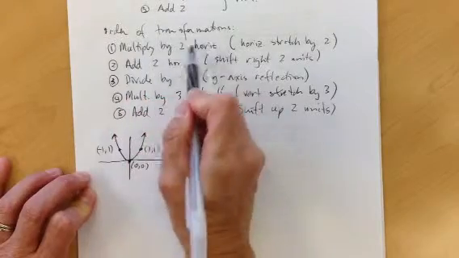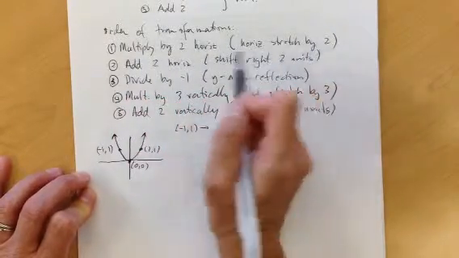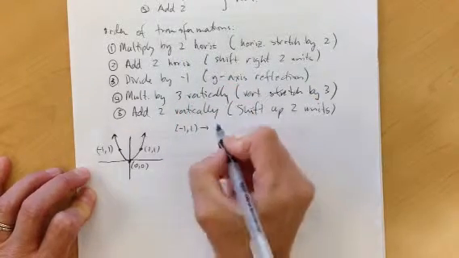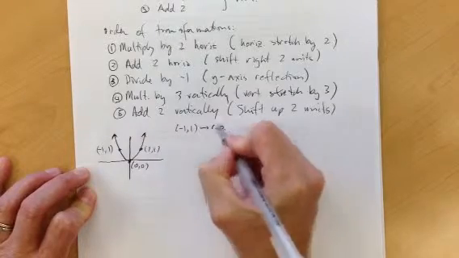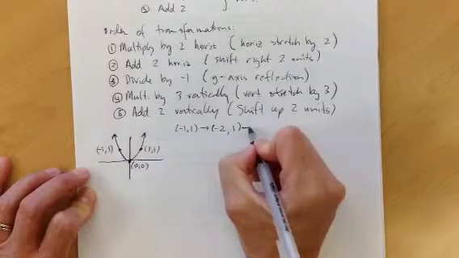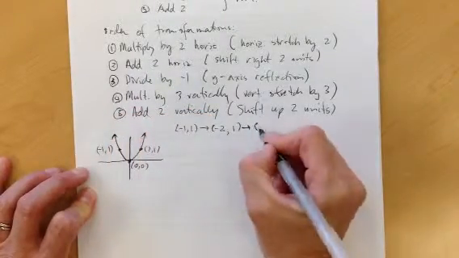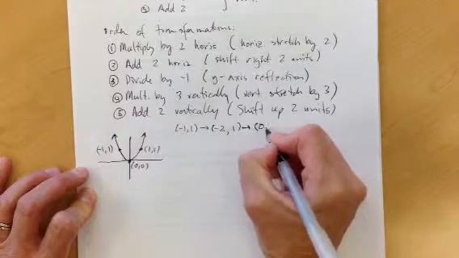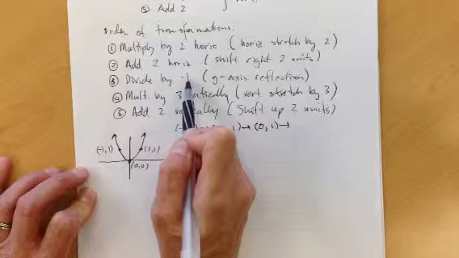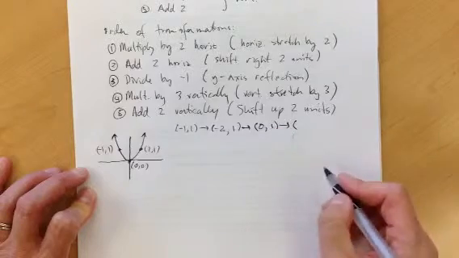The first transformation, we multiply by 2 horizontally, and again that's a horizontal stretch by 2. So multiplying by 2 horizontally says do it to the x-coordinate. So negative 1 times 2, negative 2. We're keeping the y because right now we're just doing the horizontal transformations. Then we add 2 horizontally, that means add 2 to the x-coordinate. Negative 2 plus 2 is 0. Then we divide by negative 1. Again, this is still horizontally. So 0 divided by negative 1 is still going to be 0.